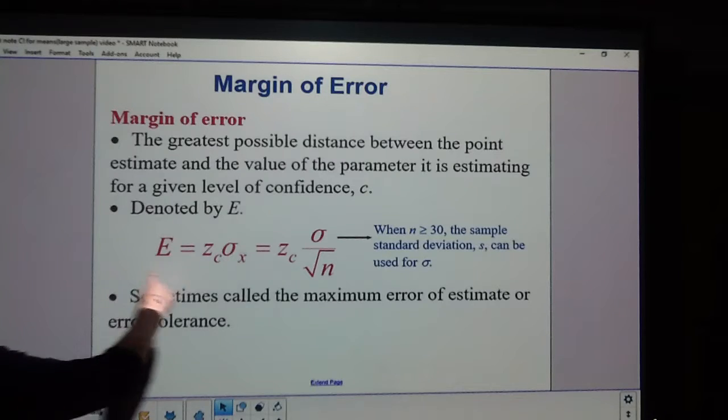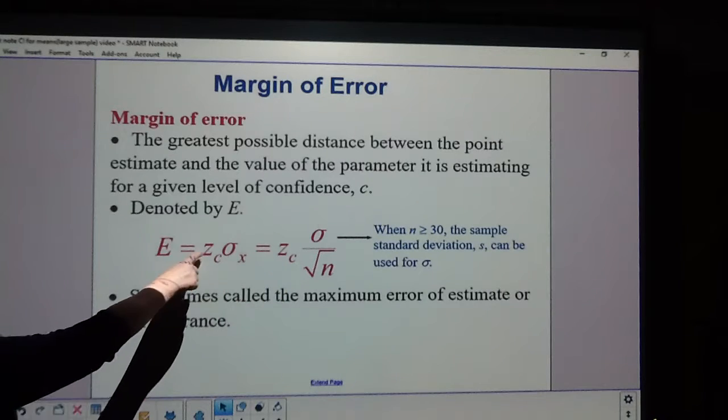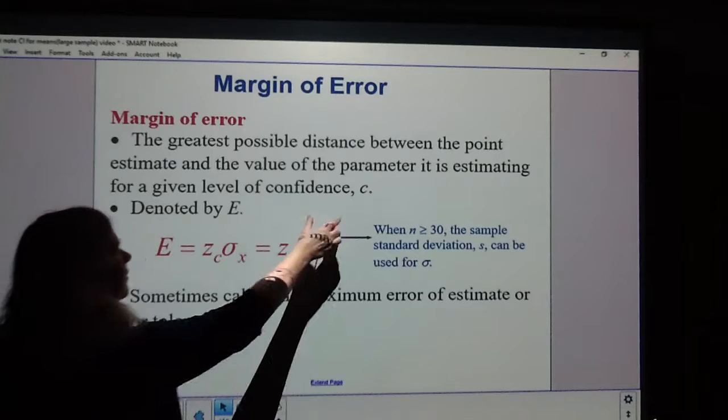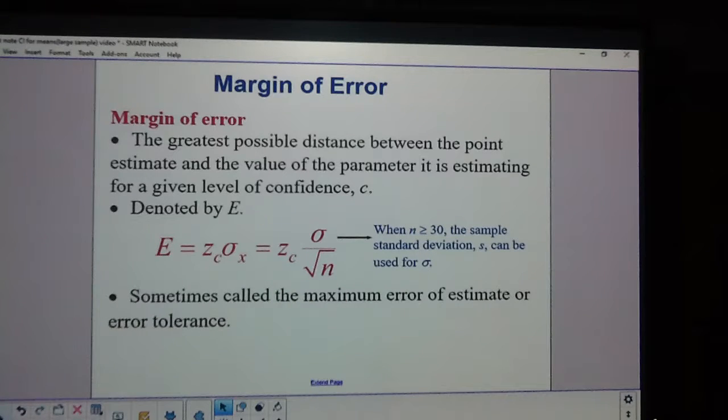So here's what E is, the formula. Z of C, remember, inverse norm to find that. And then your sigma of the x bar. And remember, from last chapter, it's sigma over the square root of n. And if the sample is greater than 30, you can use the sample standard deviation.